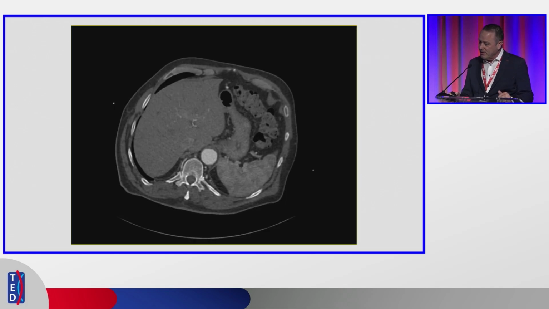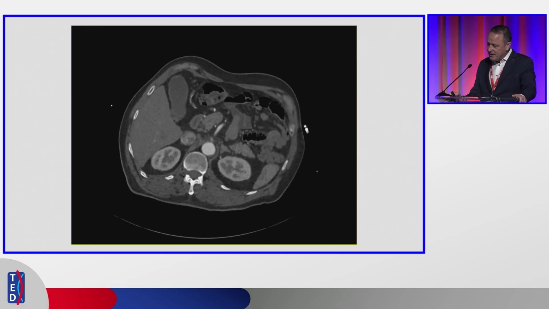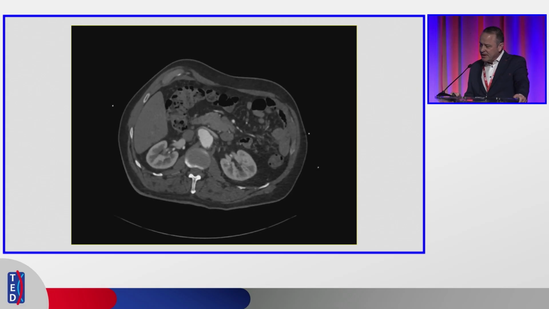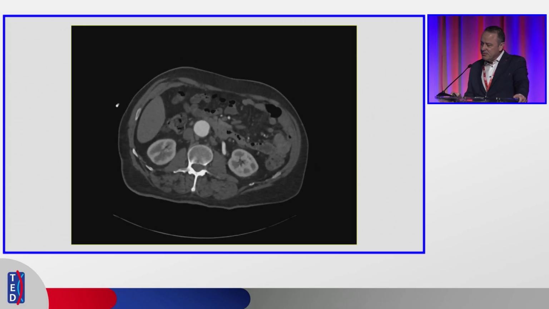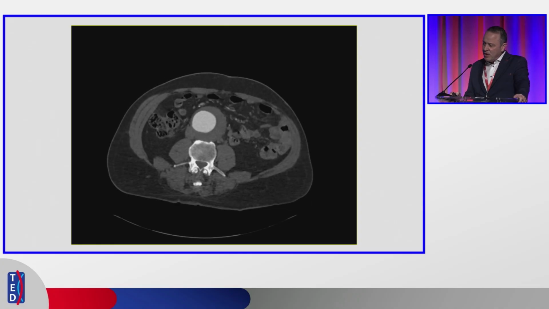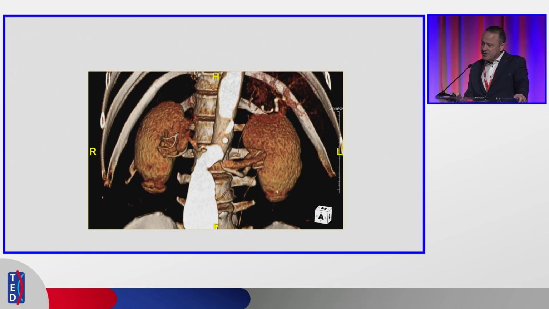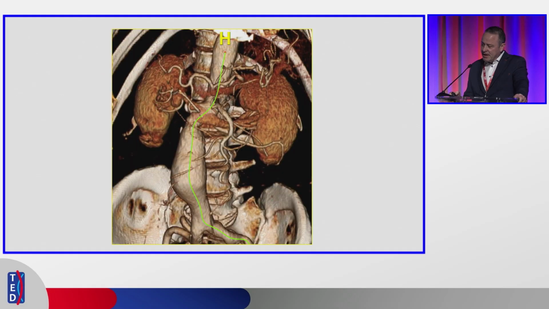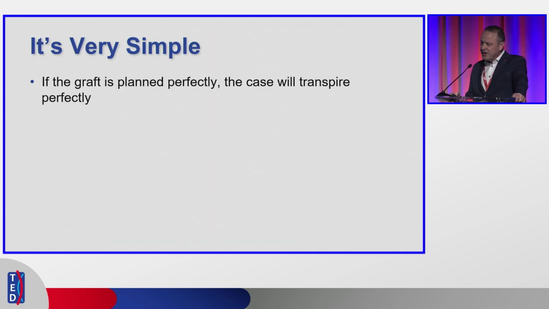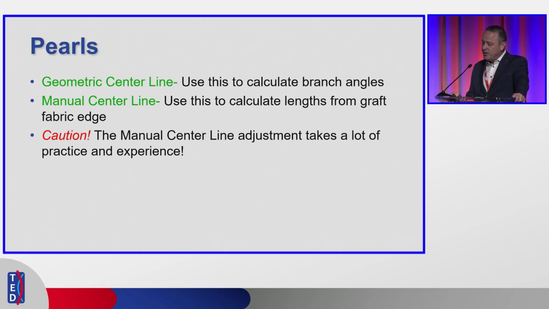Well, that's the problem. Here's a patient that presents with a juxtarenal aneurysm, nice juicy visceral vessels, and some aortic angulation, and I'm going to walk through some sizing measurements. You can see that there's some angulation. When you do the geometric center line, that's how you calculate your angles. This is the geometric center line that TeraRecon spits out. It's very simple. If the graft is planned perfectly, the case will transpire perfectly. They always go well when they're planned perfectly.